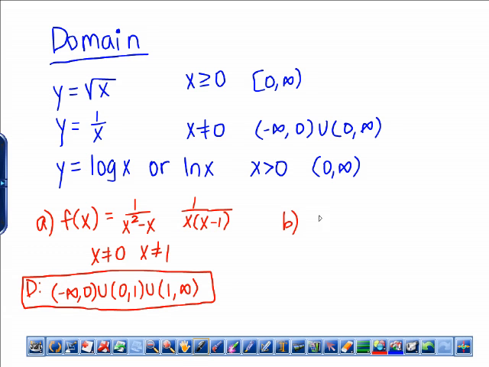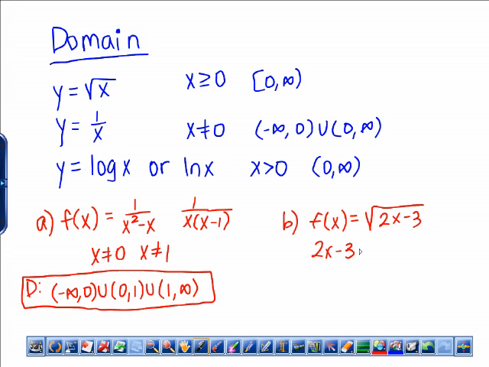Okay, let's do another one. Let's say we have f of x is equal to the square root of 2x minus 3. Okay, this is like the top one. This is where we want our argument, what we're taking the square root of, to be greater than or equal to 0. So let's set up that inequality.